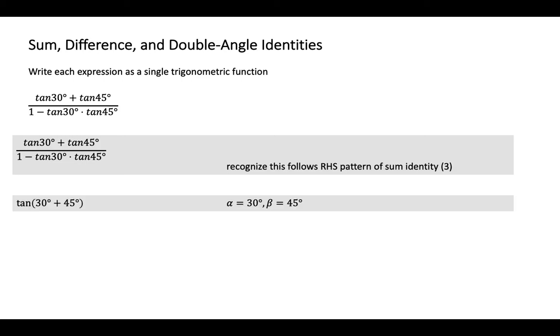Where the tangent of alpha plus beta, where alpha is equal to 30 degrees and beta is equal to 45. So the above really can be simplified into one calculation, tan of 75 degrees. Let us look at another one.